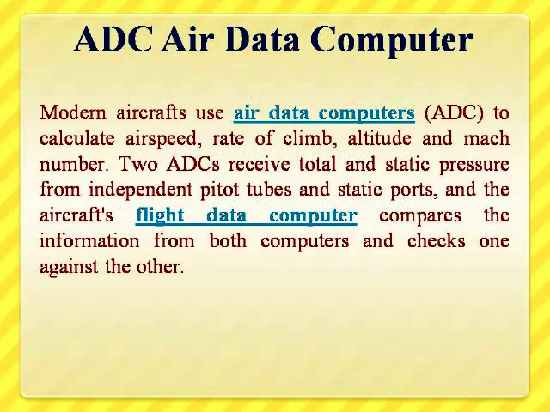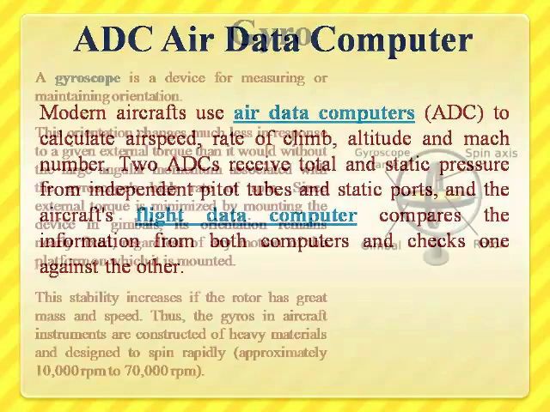Then we have ADC, air data computer. Modern aircrafts use air data computers to calculate airspeed, rate of climb, altitude and Mach number. Two ADCs receive total and static pressure from independent pitot tubes and static ports, and the aircraft's flight data computer compares the information from both computers and checks one against the other.